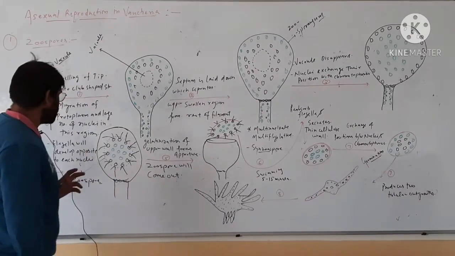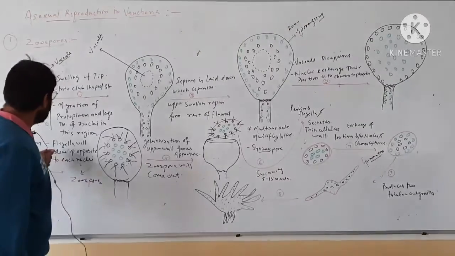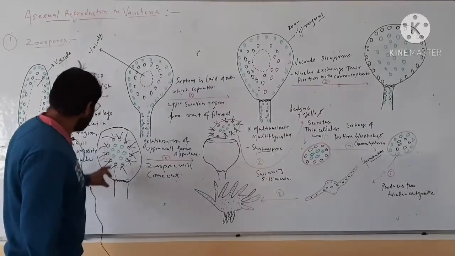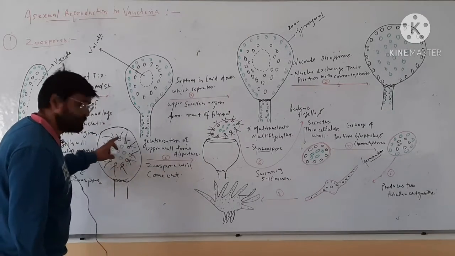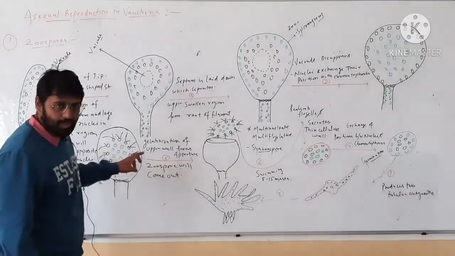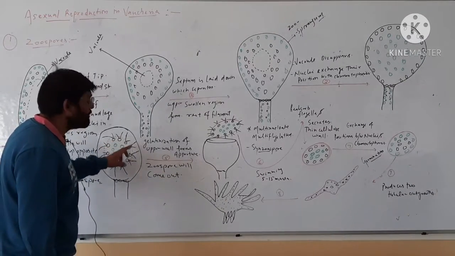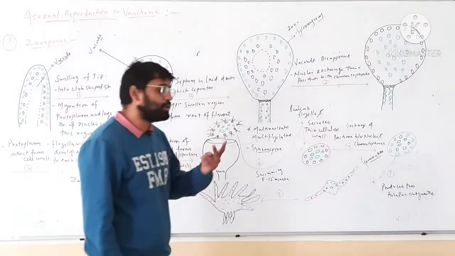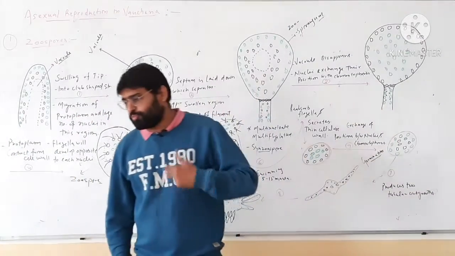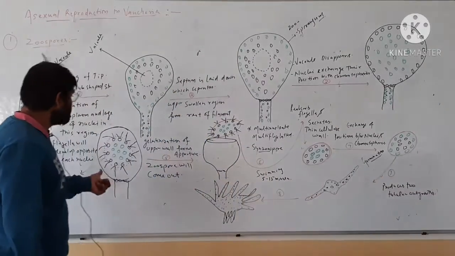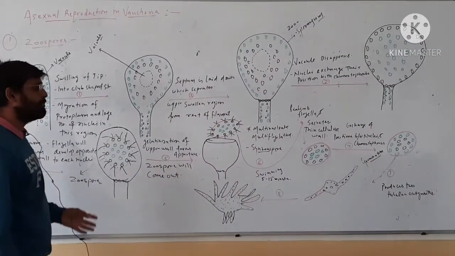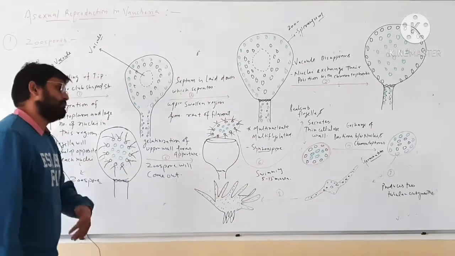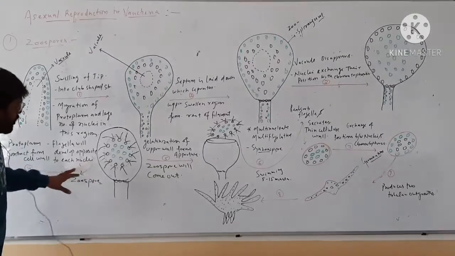Another important step that will occur in this stage is that flagella will develop opposite to each nucleus. Now you can see there are many nuclei towards the periphery, and in the center there are chromatophores. So flagella will develop from each nucleus, and two flagella will arise from each nucleus. The flagella will be dissimilar in size: one will be larger and another will be smaller.